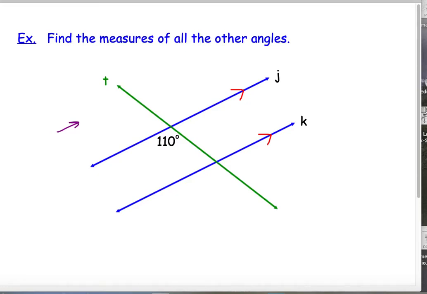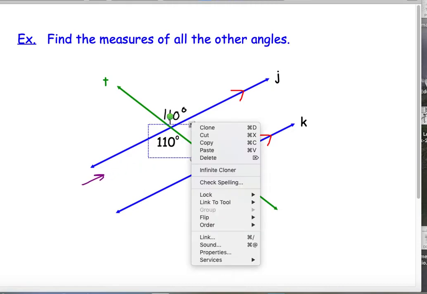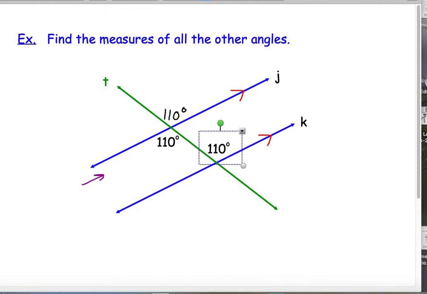So let's start marking the rest of the angles. Well, if that's 110, I know the one across from it is also 110 because they're vertical angles. And I know that this angle and this angle are alternate interior, so they're going to be the same. And then I also know that this angle is vertical with that, so those are all going to be 110 degrees.